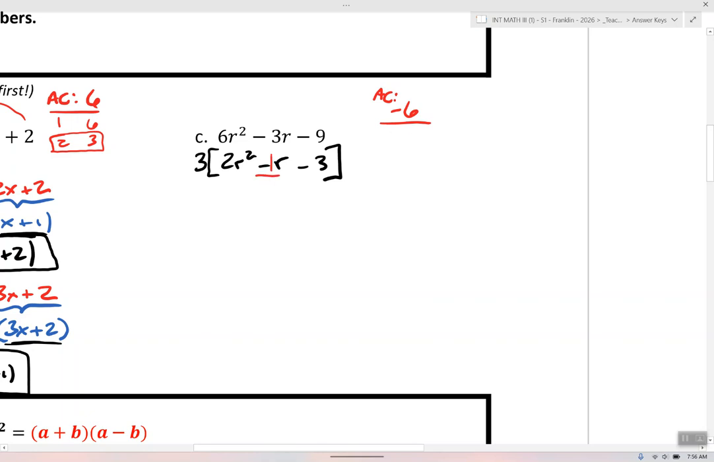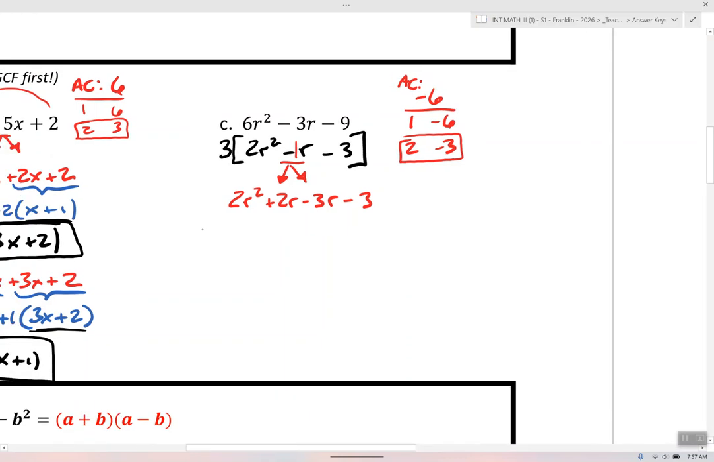Well, now negative 6, it depends on which number you put the negative on, right? So 6 is 1 and 6 and 2 and 3, like we just saw in the previous example. But I'm looking for a sum of negative 1. So that means my negative has to go on the bigger number. So my two numbers I want here are 2 and negative 3. So we're going to split that middle term. 2r squared plus 2r minus 3r minus 3.